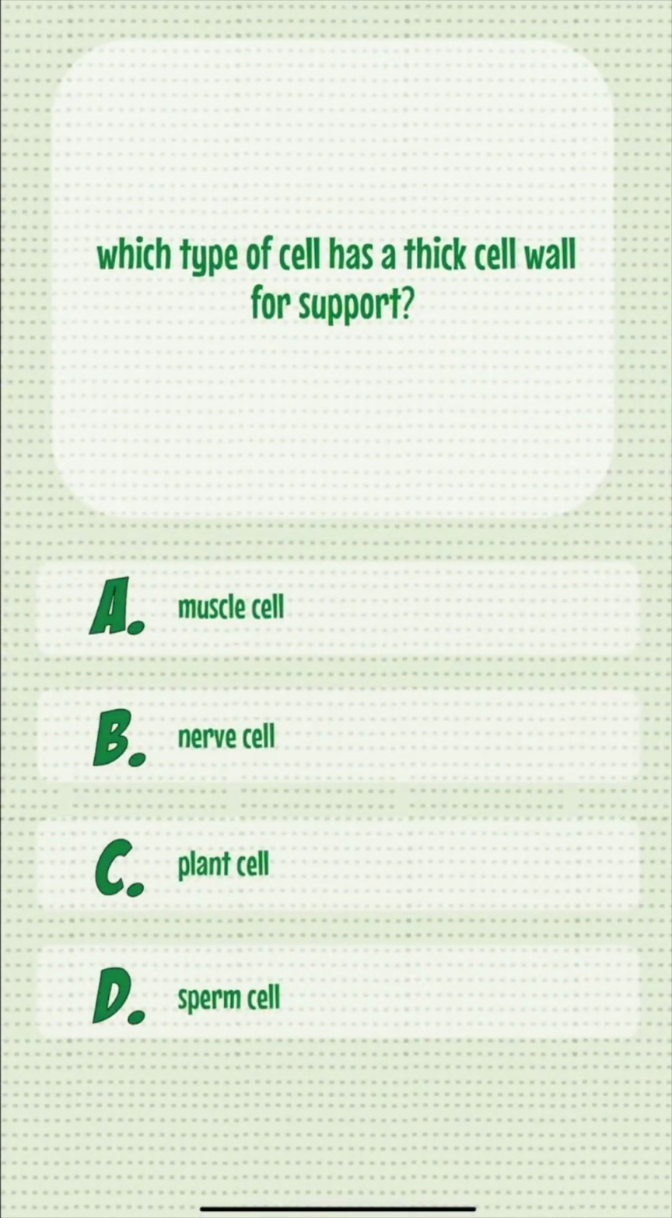Well done. Which type of cell has a thick cell wall for support? So it has to be a cell wall. It can't be any animal cell. It's not found in animal cells. Remember, we only have a cell membrane. So that's an animal cell.